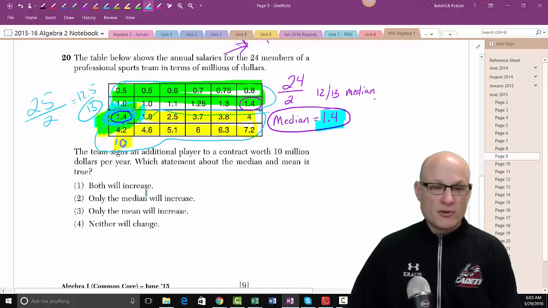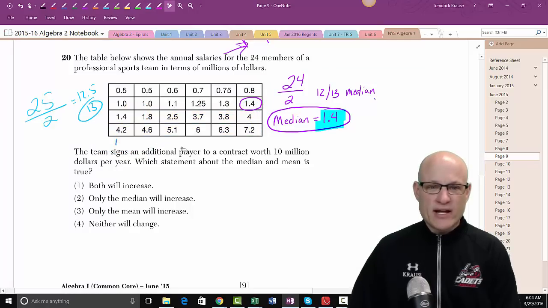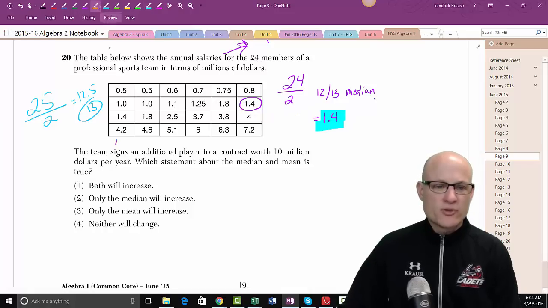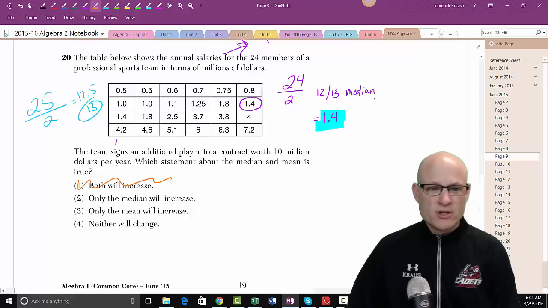So neither will change. Wait, well, I don't know about the mean. What statement about the mean is true? Oh, all right. So I know the median's not going to change. So both will increase. That's not true. Only the median will increase. That's not true. Only the mean will increase. That could be true. Neither will change. Well, the median's not going to change, so I don't know.